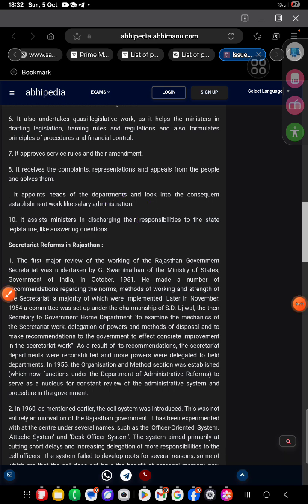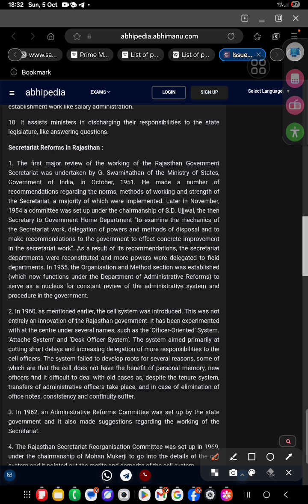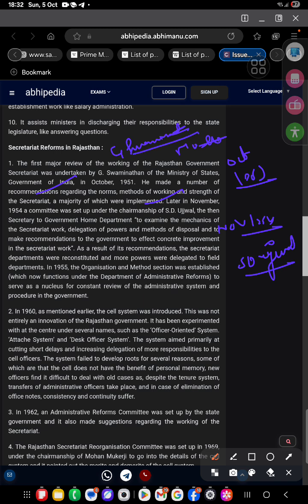So, what kind of secretariat reforms were undertaken in Rajasthan? The first major review of the working of the Rajasthan government was undertaken by G. Swaminathan, Ministry of the State of India, in October 1951. He made a number of recommendations regarding norms, methods and strength. The majority were implemented. Later, in November 1954, a committee was set up under the chairmanship of S.D. Ujwal. First was G. Swaminathan, and after that there was S.D. Ujwal.